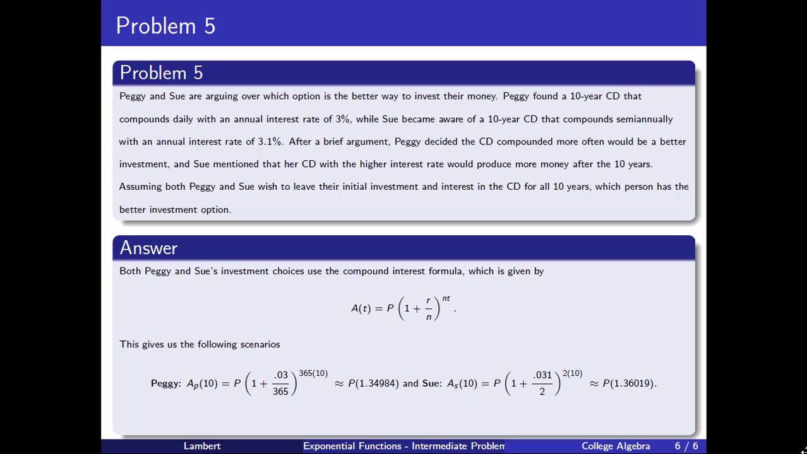So notice we have P in both cases, but we're multiplying by different values. If you want a larger number, you want to choose the number that's the greatest to multiply by P. So in that case, Sue has the larger number with the 1.36019, and so that means Sue has the better investment option.